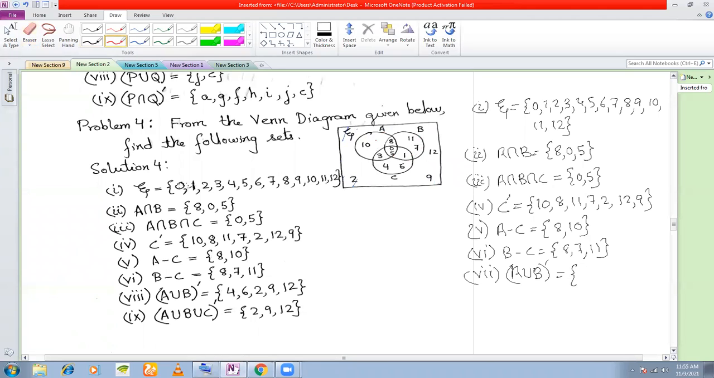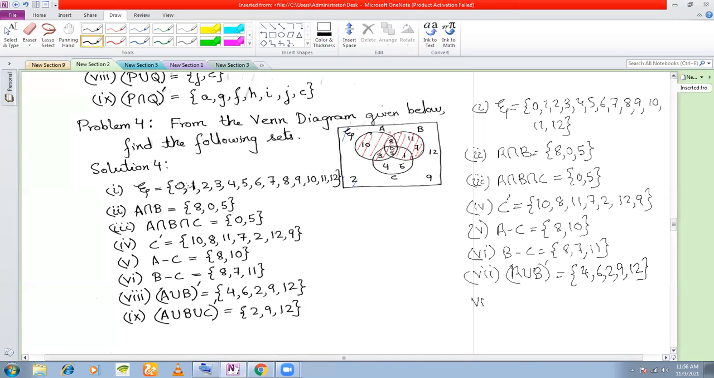Which part represents A union B? First, let's identify. A union B is this part, right? All of you agree with this? A union B is this part? Or any disagreement? Yes? Any disagreement here? No disagreement. So therefore, what are the elements outside the shaded circles? A union B complement will be all the elements that are not there in this shaded circle, right? So this is 4, 6, 2, 9 and 12.